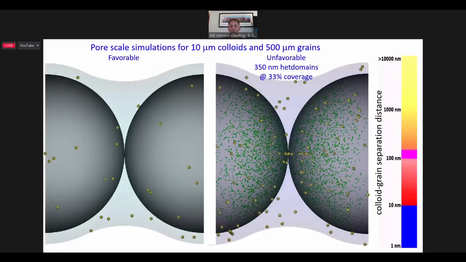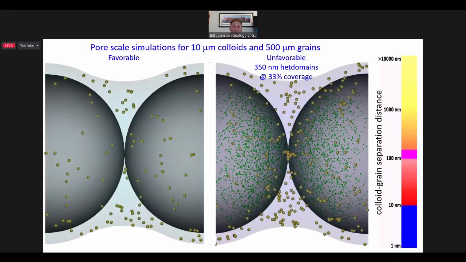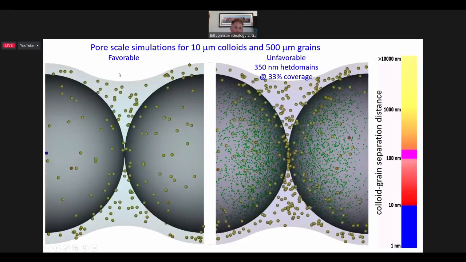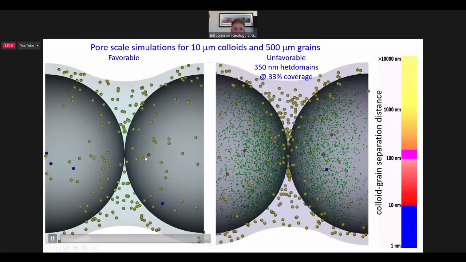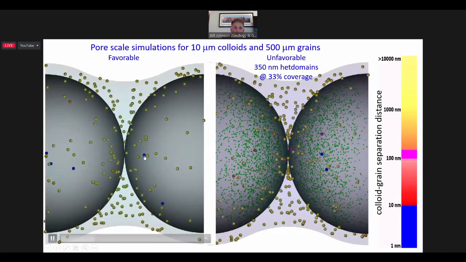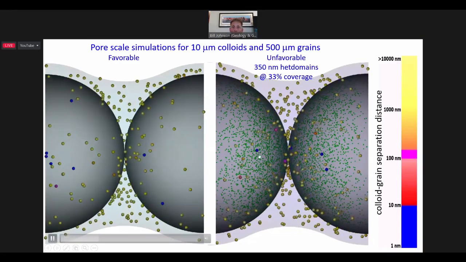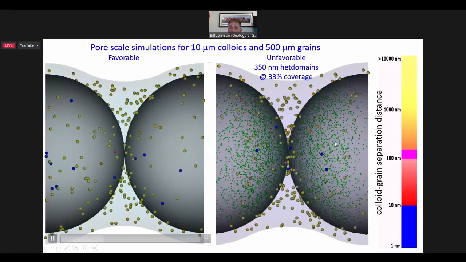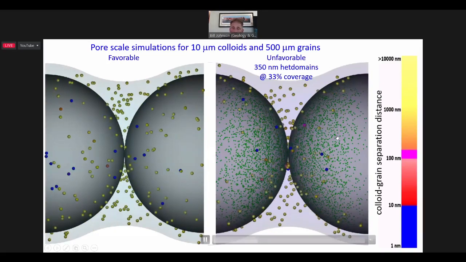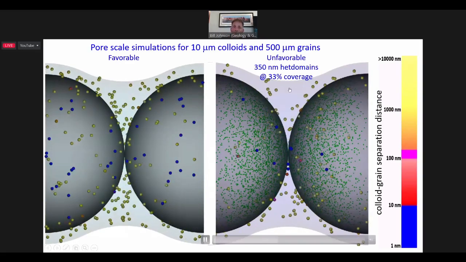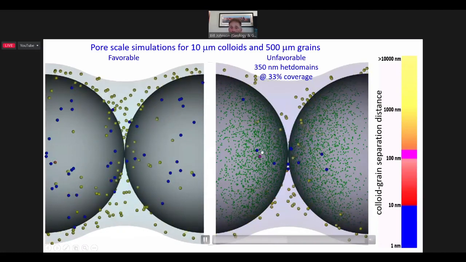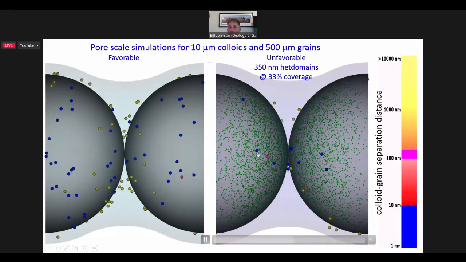And so we can capture the behaviors we saw under the microscope. On the left side is favorable conditions in a force and torque balance, accounting for all the forces. And you can see that they turn magenta, which corresponds to the secondary minimum, but only for a short time. They snap into contact and attach very quickly on the favorable side. On the unfavorable side, we have to add small zones of attraction, so-called heterodomains, to allow these colloids to attach. Otherwise, they would all just move along the grain and eventually exit. But when we have these heterodomains here, the colloids can roll into contact with heterodomains and the attraction can become dominant, and then they can attach.